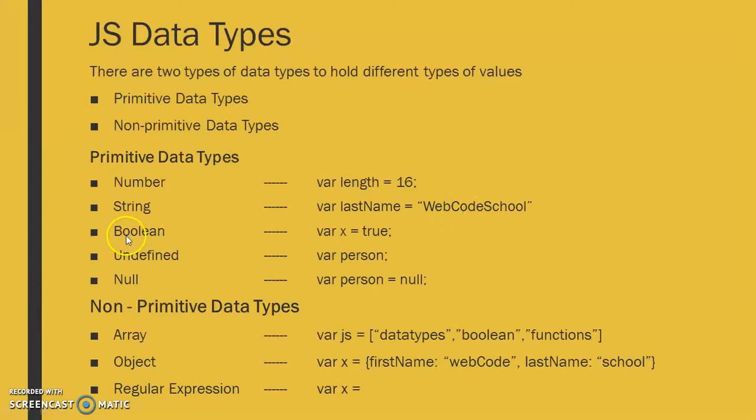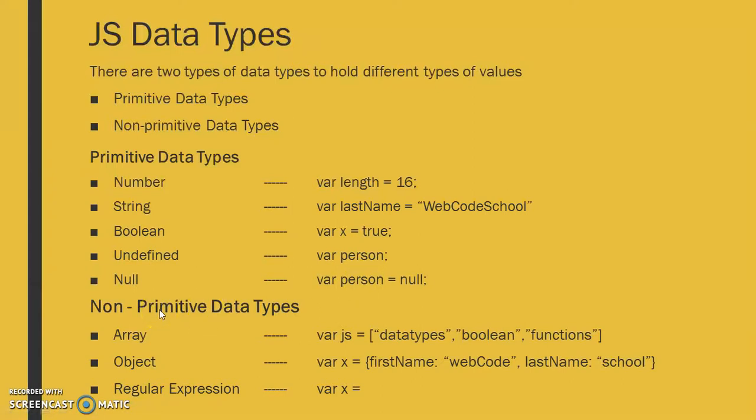And apart from this we have boolean, which carries only two values, one is true and the other one is false. So var x equal to true, and either we can say var y equal to false. The other one is undefined, so it's just var person. Here is a variable named person, which is undefined. And null is given like this, var person equal to null.